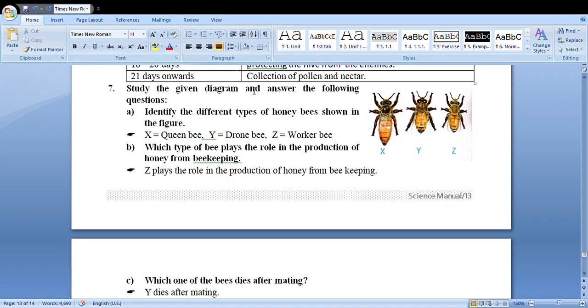Study the given diagram and answer the following question. We can see 3 types of bees here. Identify the types of honeybees. X is queen, obviously, Y is drone bee, and Z is worker bee. Which type of bee plays the role in the production of honey from the beekeeping? Z, worker bee. Z plays the role in the production of honey from beekeeping.